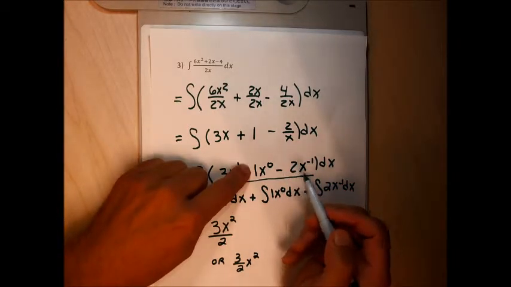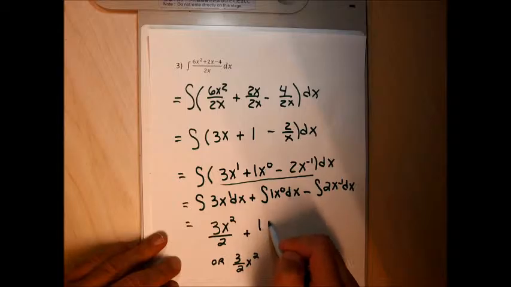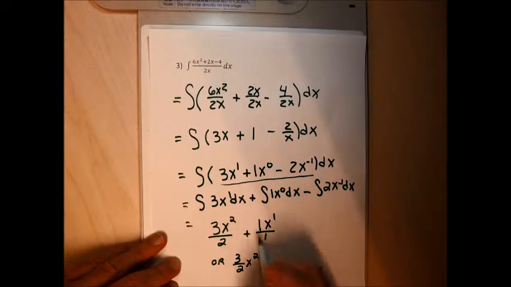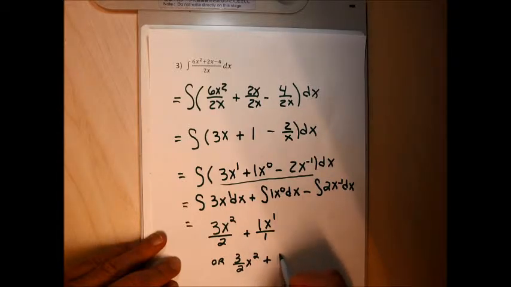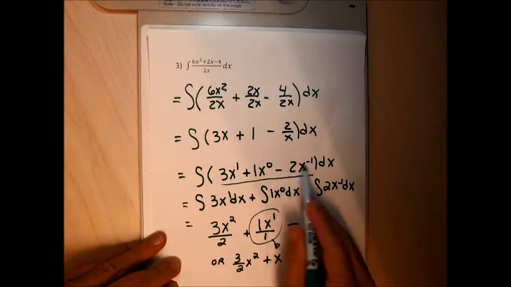To integrate 1x to the 0, I add 1 to the exponent. 0 plus 1 is 1, divide by the new exponent. And for that piece, the 1 over 1 is equal to 1. X to the first power can be written as just x. I'd probably write that piece as just x. Bring down the minus sign that's in front of the third term.